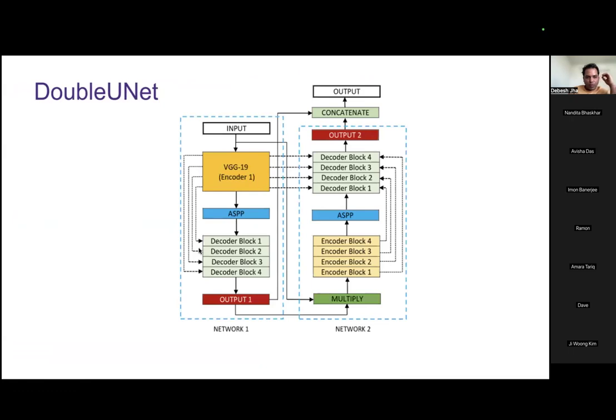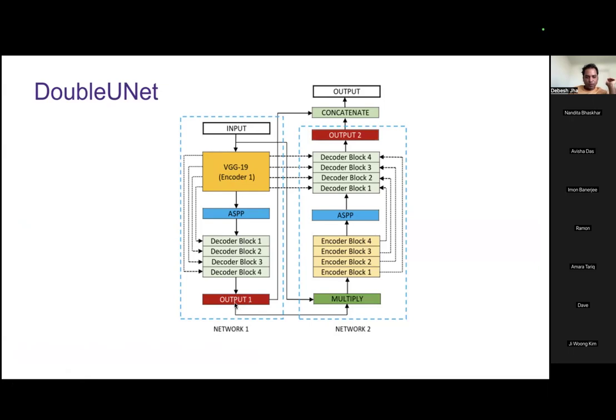And then let's move on to another architecture, that is DoubleUNet. This is the architecture I proposed in 2020. From its name itself, you can see it has network 1 and network 2, so it uses two U-Nets. The input is passed through a VGG19 encoder, and then the features are extracted. All these hierarchical features are passed through ASPP, and then the features from ASPP are passed through different decoder blocks, and then you get the output.